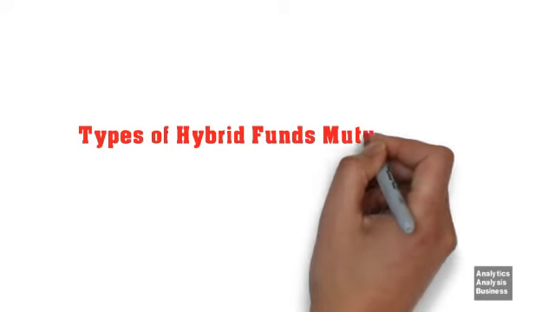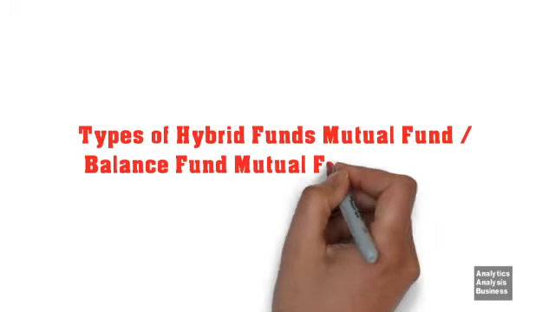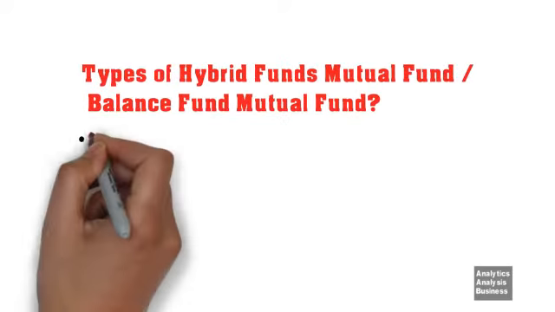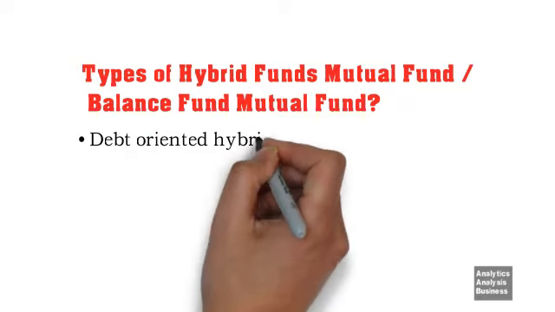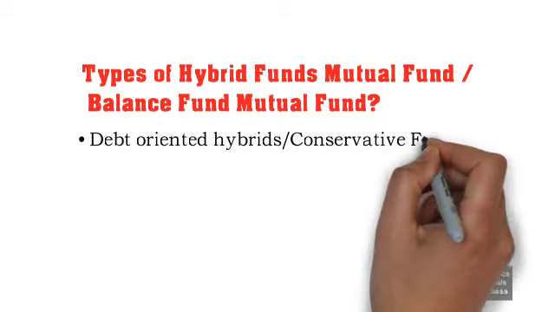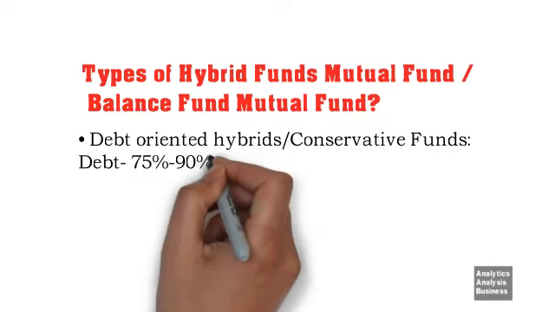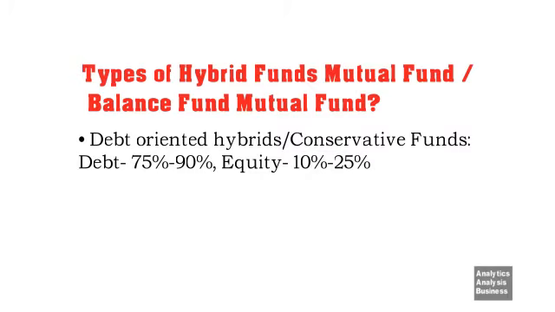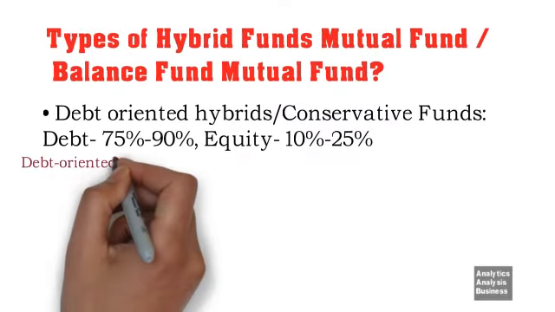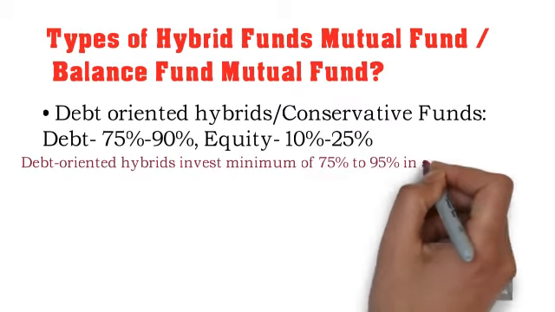Types of hybrid mutual fund or balanced mutual fund. Debt-oriented hybrid/conservative funds: debt 75% to 90%, equity 10% to 25%. Debt-oriented hybrids invest a minimum of 75% to 95% in a debt portfolio.